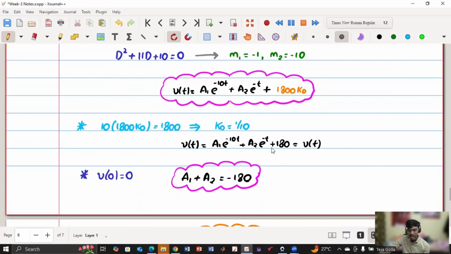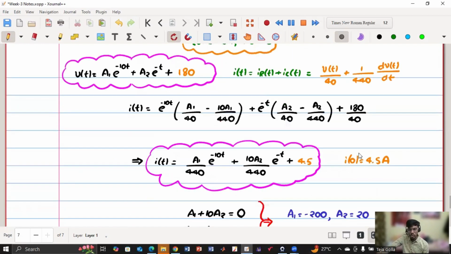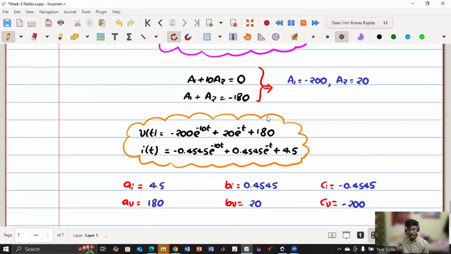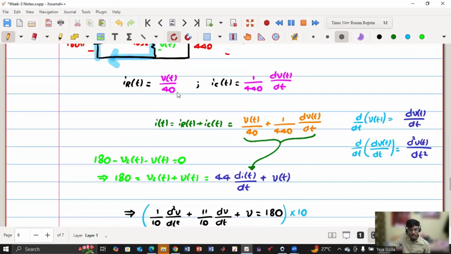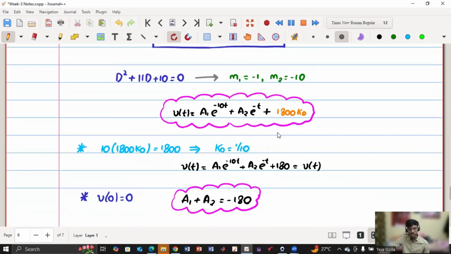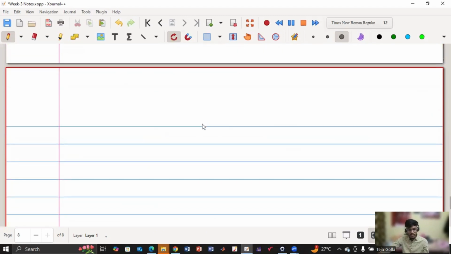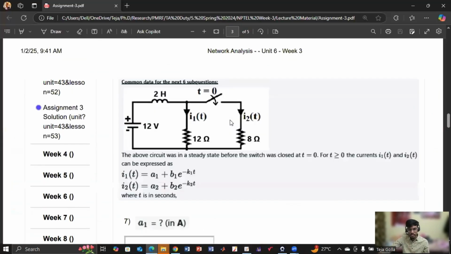Now for calculating this A1 and A2, you have to use initial conditions. One initial condition is from V of t, what expression you got, another initial condition you got from I of t. So two initial conditions, two equations, two unknowns we have solved. Once we got that, we have substituted to get I of t and V of t. So now I can calculate any expression. Say they asked what is IR of t, you know IR of t is V of t by 40. Similarly, if they ask IC of t, you know it is 1 by 440 dV of t by dt. So first you have to calculate one solution. Now using that solution, you can get any other expression. So is that clear, everyone? Or you still have any queries before we proceed to the other problem?